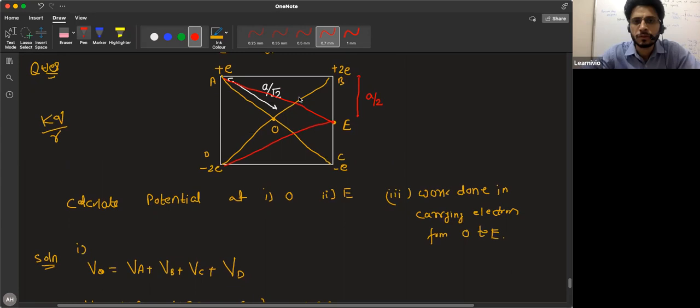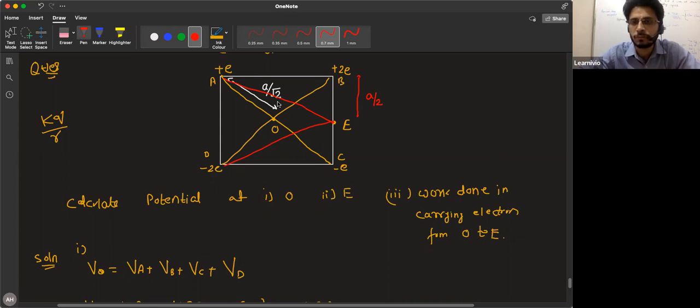Maharaj, how to calculate this separation AE? I need this separation from A to E. To calculate potential at E due to this charge, you need this separation AE. How to calculate this potential, Maharaj? This separation, AE.